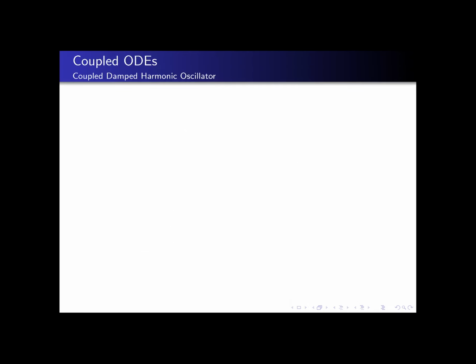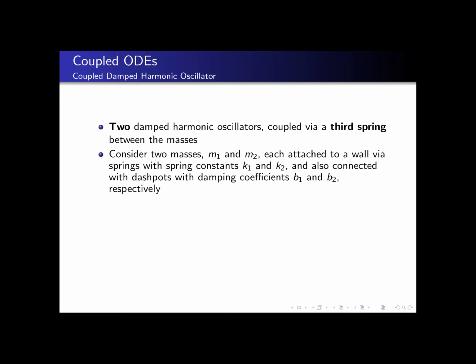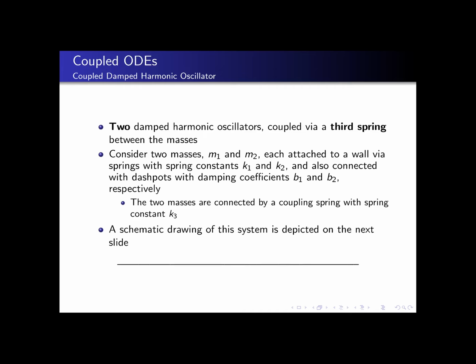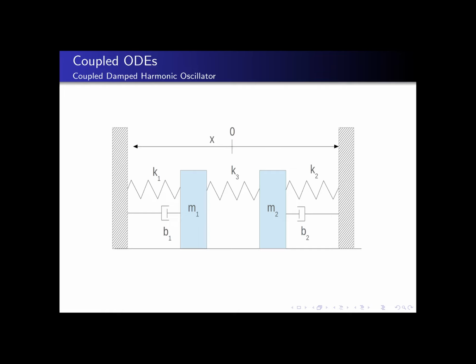Okay, so let's take a look at a coupled ODE consisting of two damped harmonic oscillators. They are connected by a third spring. That's the coupling device. These are our coefficients and spring constants and damping coefficients. We've got two masses connected by a coupling spring, and we have a schematic diagram of this in the next slide. Here it is. So we're measuring the x position along the x-axis of the masses M1 and M2.